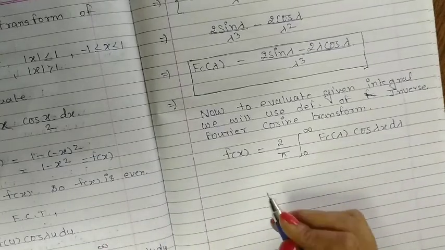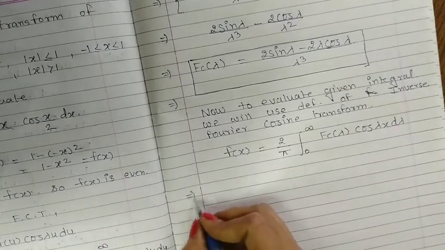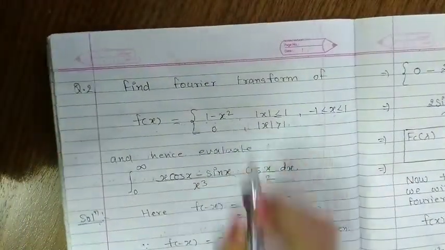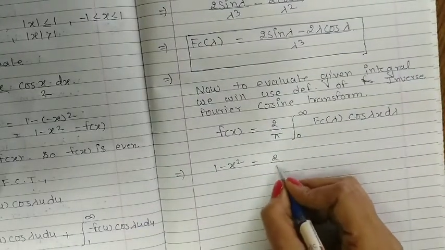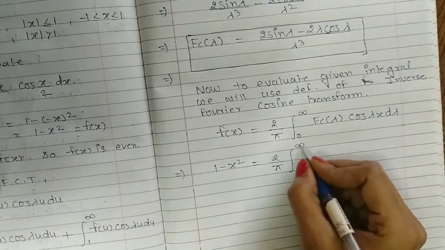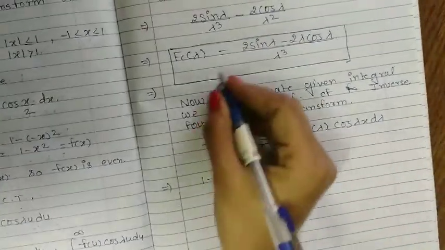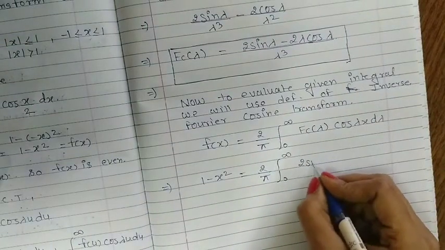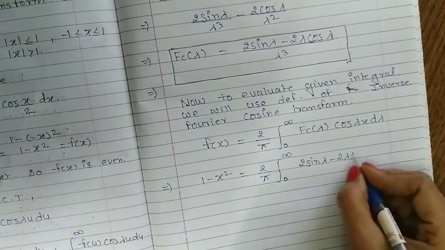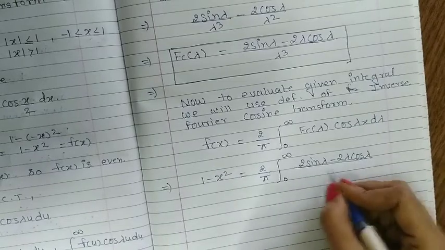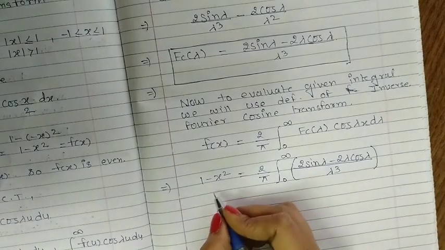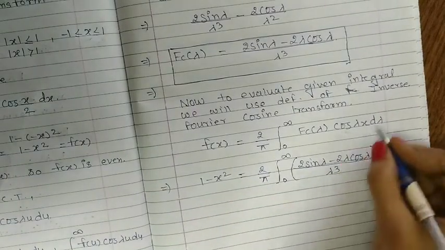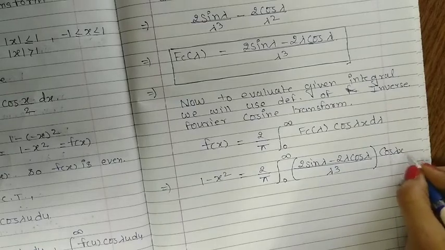Now what we have done till now, we were given a function. What was that function? It was 1 minus x square. See students, it was 1 minus x square. So the function was 1 minus x square, for which I have calculated the cosine transform. So Fc(lambda) I have found as (2 sin lambda minus 2 lambda cos lambda) upon lambda cube. This is the value of cosine transform which I have found for this function 1 minus x square, and this cos(lambda x) remains the same, d lambda.